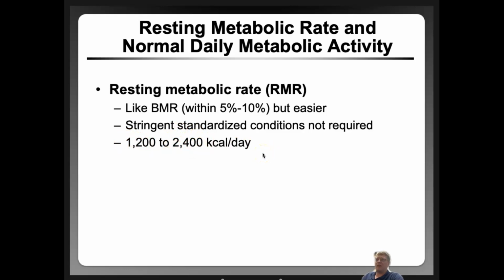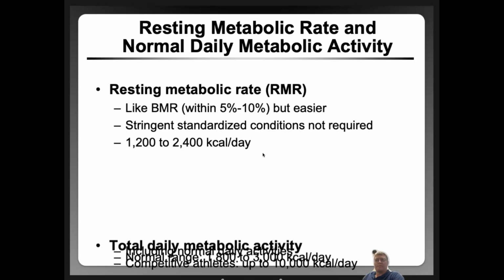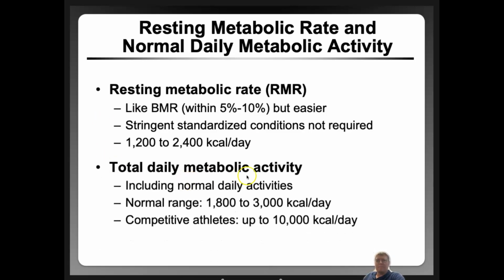And this is what you would get if you go to something like MyFitnessPal and you put in there, how many calories do I need? I exercise this much per day, my weight is this, my height is this. This is where they would give you that number. Your total daily metabolic activity is going to range between 1,800 to 3,000, depending on how active you are. Competitive athletes can have up to 10,000 calories a day.